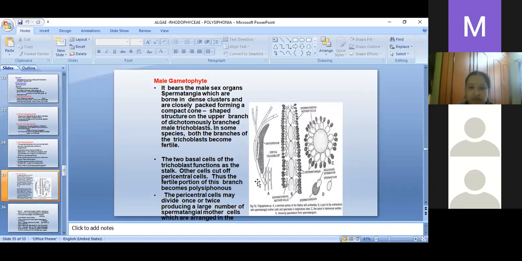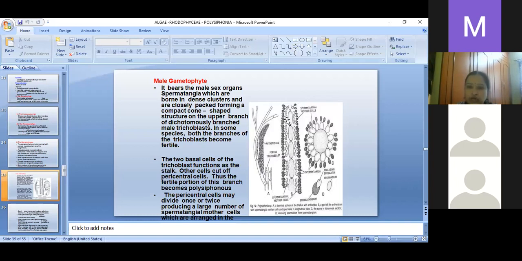Here the pericentral cells divide once and twice, producing a large number of spermatangial mother cells, giving this cone shape, aggregated in a cluster. These are the spermatangial mother cells. You can observe the middle cells. Which one is the spermatangial? The large cells in the second row are called spermatangial mother cells. The blackish-colored spores are there, no?